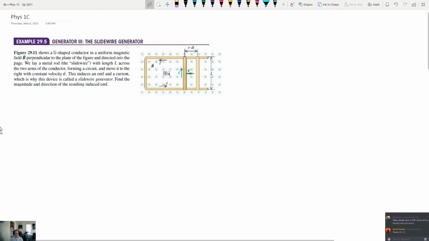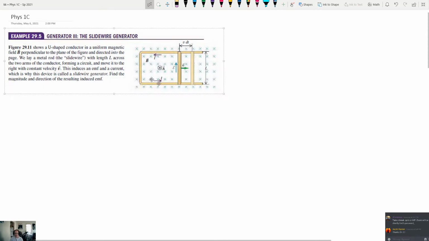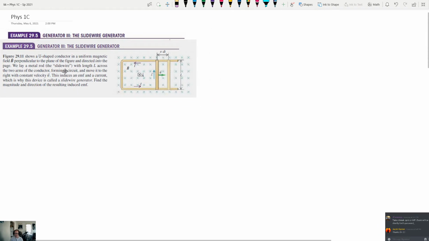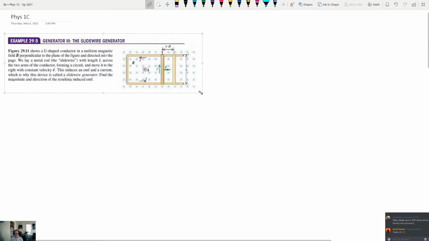Okay, this is Physics 1C for May 6th. Today we're going to look at some applications of Faraday's law, starting with this problem right here.